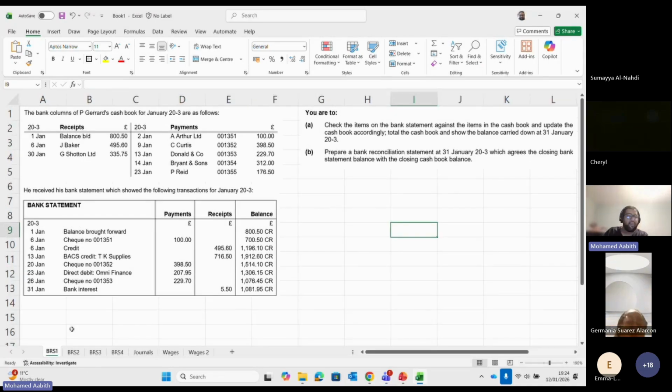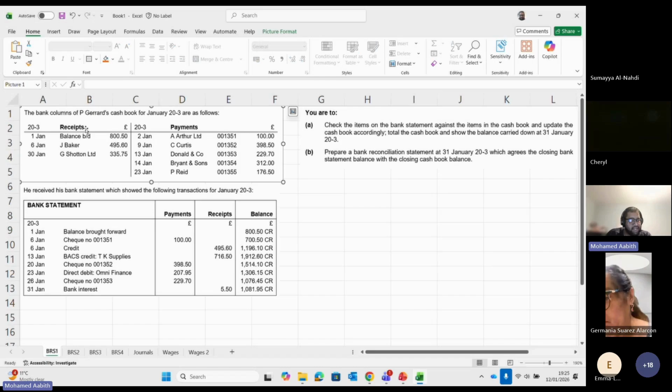I have 4 of them, and they are from either Kaplan or Osborne books. They are the books we use within our teaching programs, so I managed to find some questions there. We'll be able to have a look into that one. So let's say here, there is a cash book entry. There is a cash book here, and then also you have a bank statement.